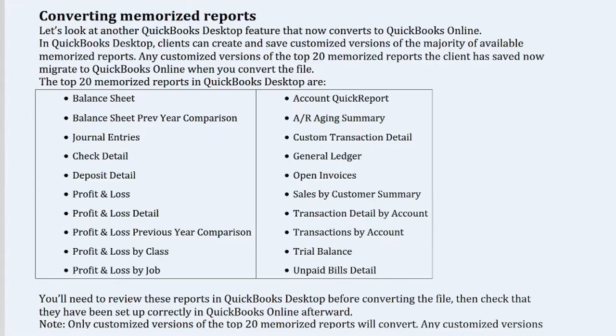Entries, Check Detail, Deposit Detail, Profit and Loss, Profit and Loss Detail, Profit and Loss Previous Year Comparison, Profit and Loss by Class, Profit and Loss by Job, Account Quick Report, A/R Aging Summary, Custom Transaction Detail, General Ledger, Open Invoices, Sales by Customer Summary, Transaction Detail by Account, Transactions by Account, Trial Balance, Unpaid Bills Detail.